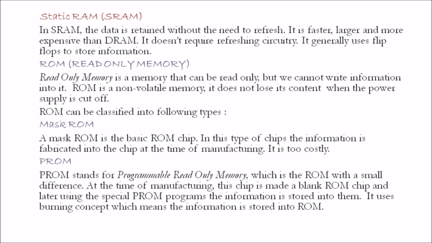Mask ROM. A mask ROM is the basic ROM chip. In this type of chip, the information is fabricated into the chip at the time of manufacturing. It is too costly. PROM. PROM stands for Programmable Read-Only Memory, which is the ROM with a small difference. At the time of manufacturing, this chip is made a blank ROM chip and later using the special PROM programs, the information is stored into them. It uses the burning concept, which means the information is stored into ROM.